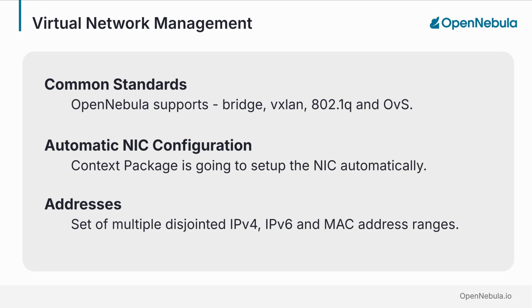OpenNebula contextualization package is going to handle all the virtual network card configuration, so no human interaction is needed in order to set up the static IP. Settings such as the gateway, DNS, netmask, IP address, and much more are defined at the virtual network level and are propagated down to the virtual machine's virtual network card. Address groups are disjointed, not necessarily sequential, and can be of the following types: IPv4, IPv6, or MAC address.